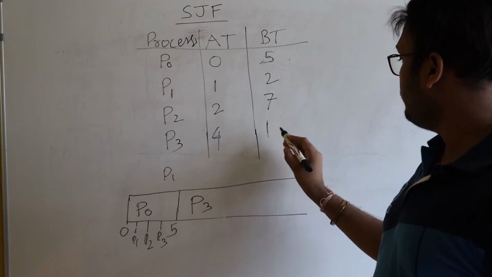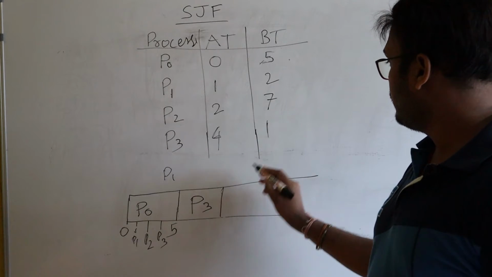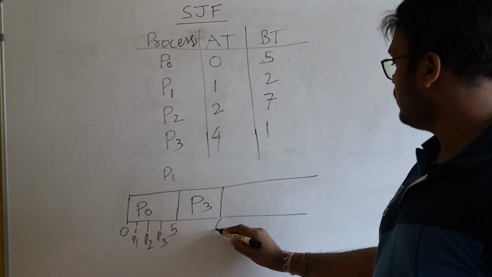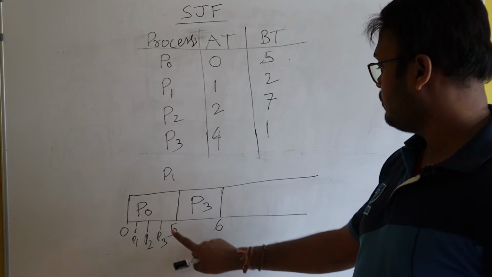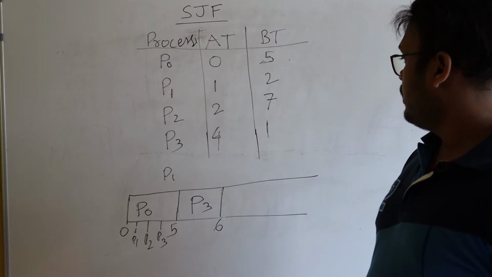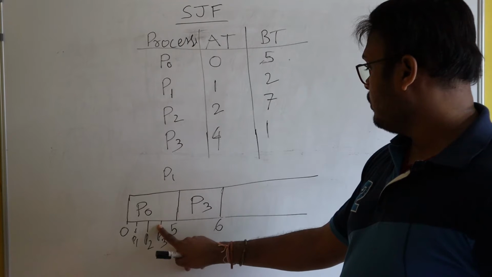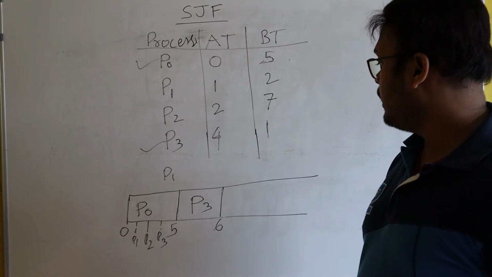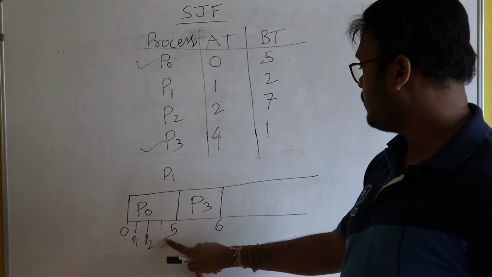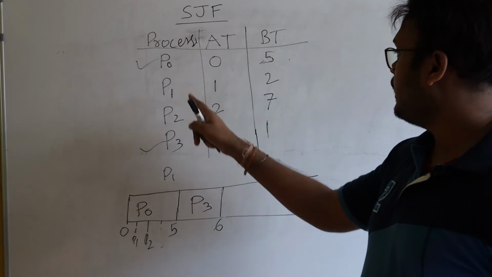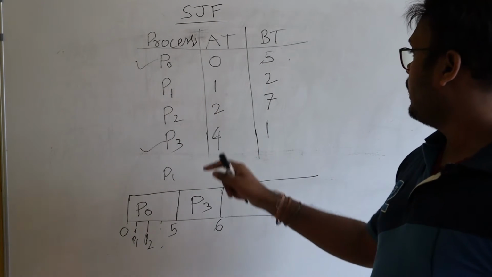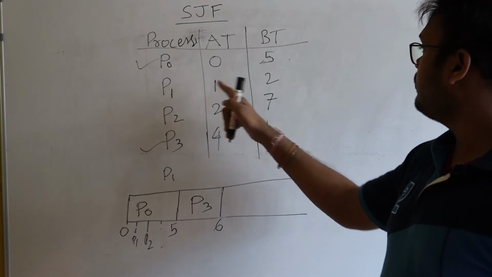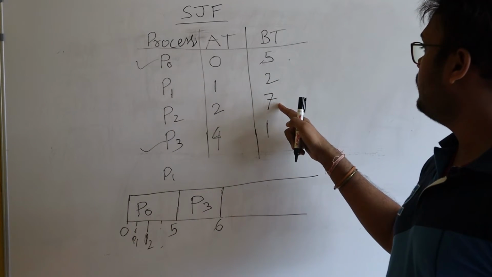So P3 will come and P3 will execute for 1 second, since its burst time is 1. So P3 is done. The tasks of P0 and P3 are already completed. So how many processes are left? P1 and P2. And now you see, definitely we will select P1 because P1 has lower burst time than P2.